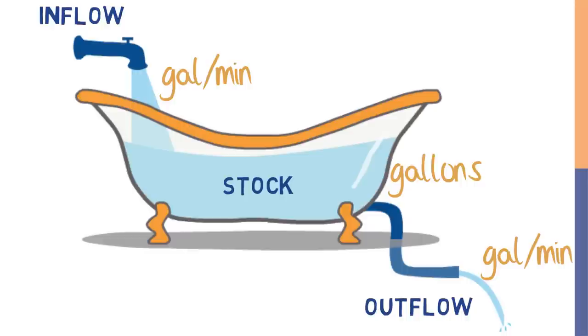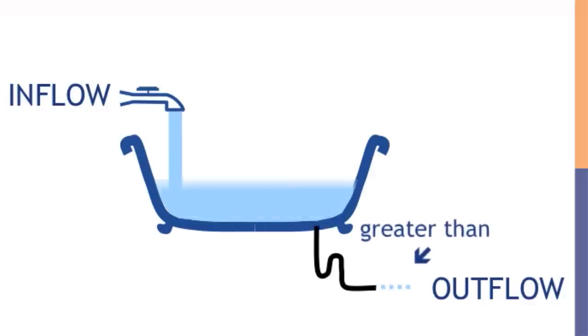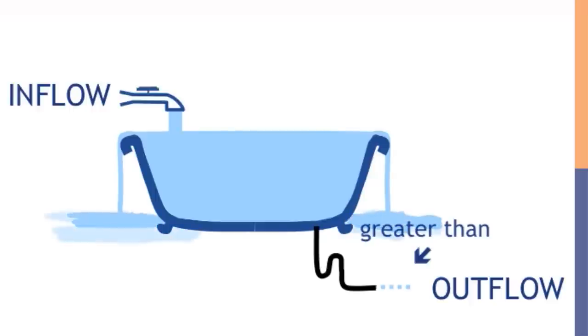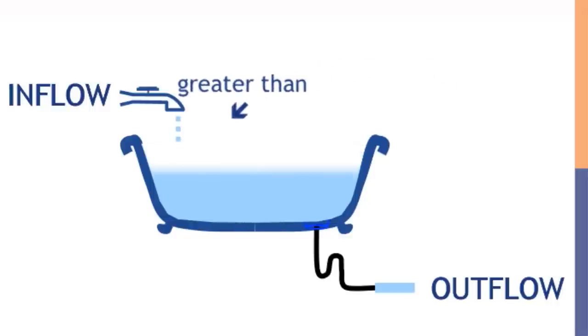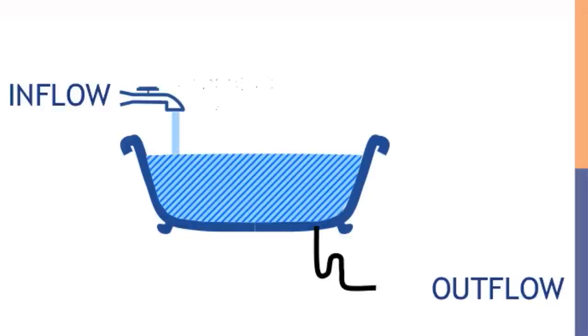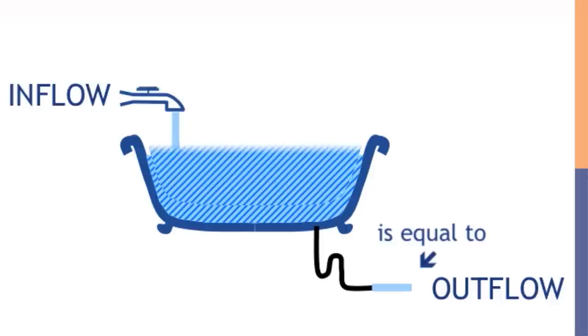And here's how stock and flow systems behave. Note, this may seem quite obvious, but it'll matter later. If the inflow is always greater than the outflow, the tub will overflow. If the outflow is greater than the inflow, the tub will empty. If the inflow equals the outflow, the water will stay at the same level in what we call dynamic equilibrium.